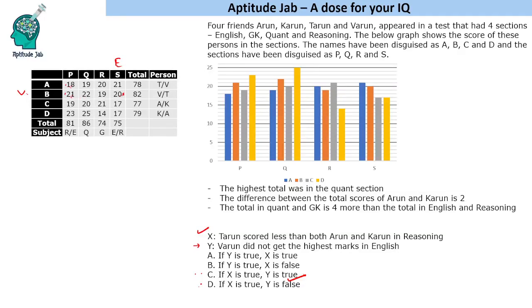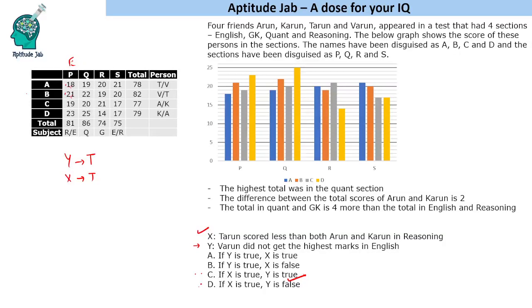Now X says Tarun scored less than both Arun and Karun in reasoning, right? So this becomes true, right? If you take Y as true, then X becomes true. Suppose I do not take this as the subject because there are multiple possibilities, right? If I take this as English, then what will happen?